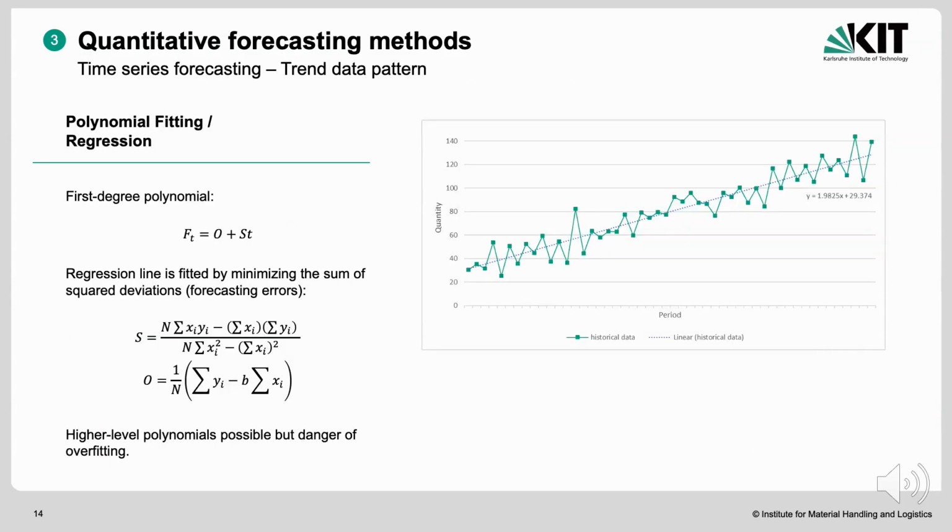The previous two methods, moving average and exponential smoothing, have been assuming that we don't have a trend and we don't have seasonality, so everything stays as it is. Let's assume we have a trend, in this case a linear trend. Then it makes sense to fit a polynomial, or in this case a linear curve, onto our data.